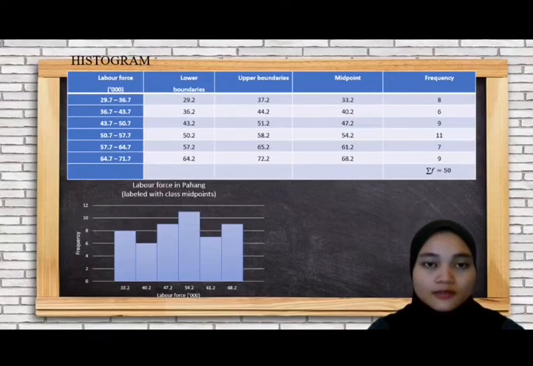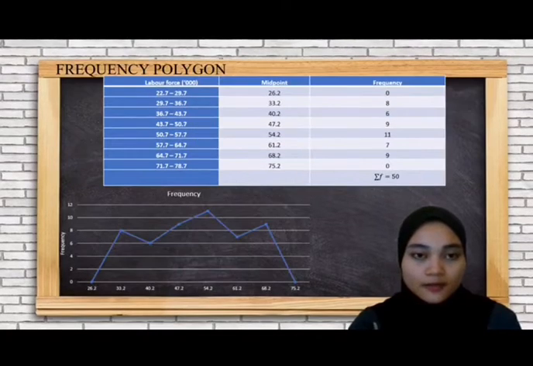There are two types of graph that are used to represent the data, which are histogram and frequency polygon. A histogram is a bar graph that represents the frequency distribution of a data set. In this graph, I labeled with midpoints. A frequency polygon is a line graph that emphasizes the continuous change in frequencies.